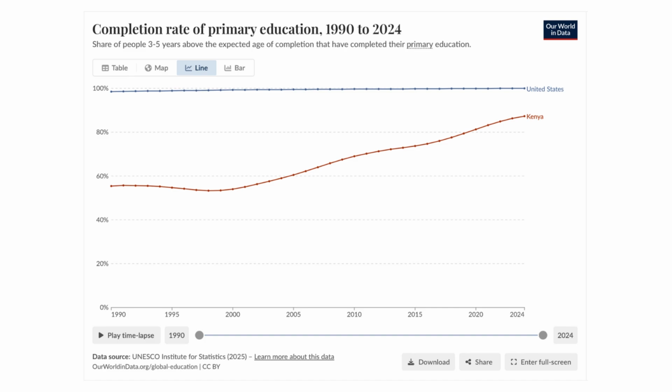And also the completion rate of primary education, 1990 to 2024. Kenya was pretty low back in the 90s and saw a steady rise in the early 2000s up until recently. But you can see the United States has been pretty straight-lined for all those years. And this is showing people 3 to 5 years above the expected age of completion that have completed their primary education.